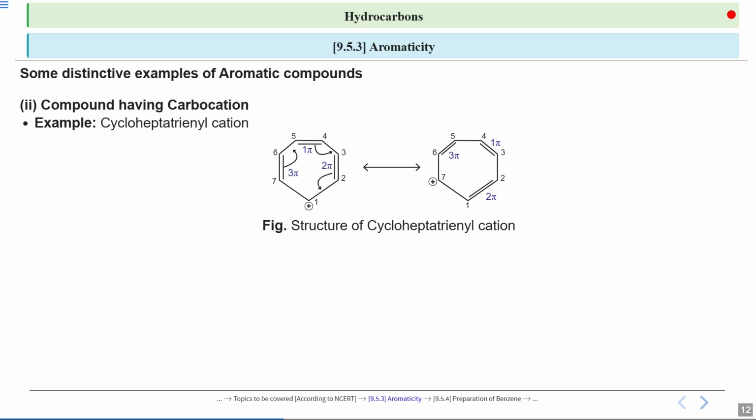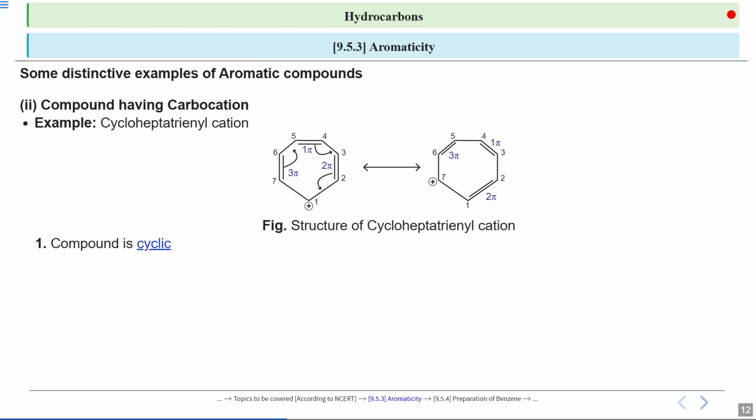The ring is made up of 7 carbon atoms and the positive charge is spread out across the ring. This delocalization is what allows the compound to be aromatic even though it is a carbocation. The structure is often called the tropylium ion. So, what can we say about the criteria? The first criterion is met because it is already cyclic.